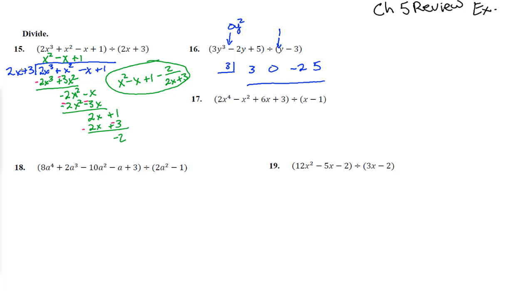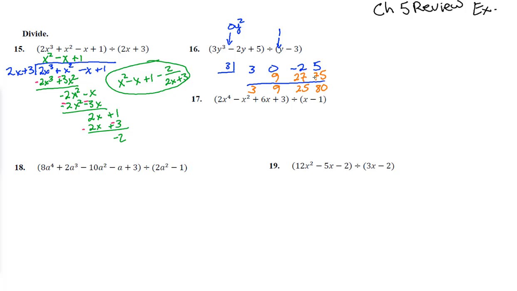All right. So now when we go through and do this, this comes straight down. 3 times 3 is 9. 0 plus 9 is 9. 3 times 9 is 27. Negative 2 plus 27 is 25. 3 times 25 is 75. 5 plus 75 is 80.